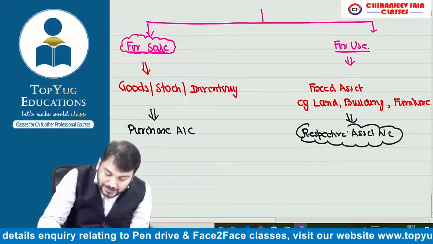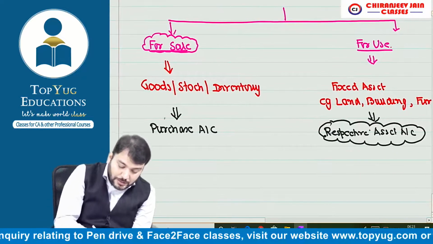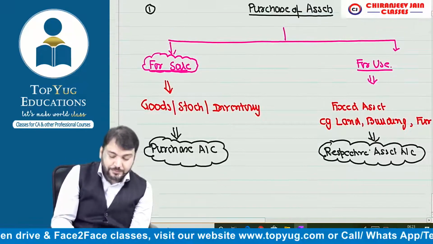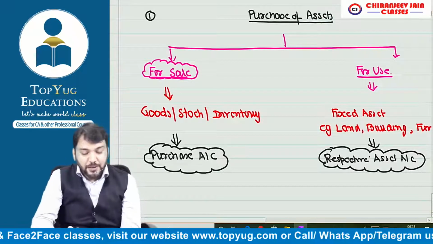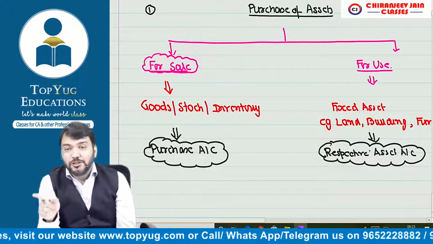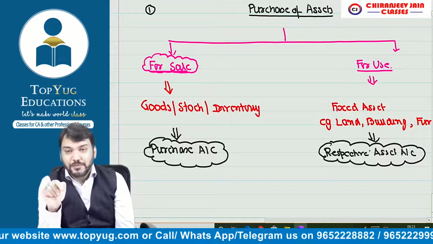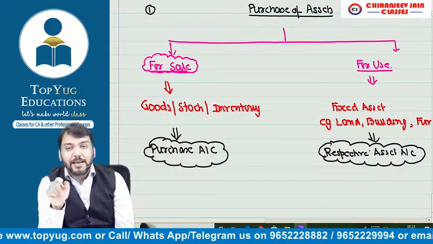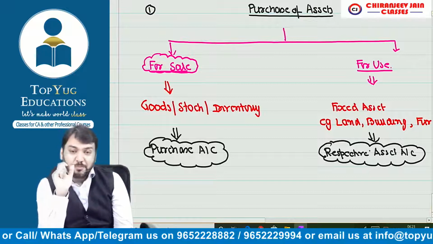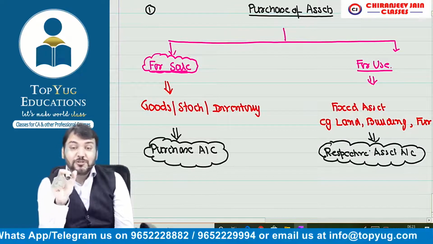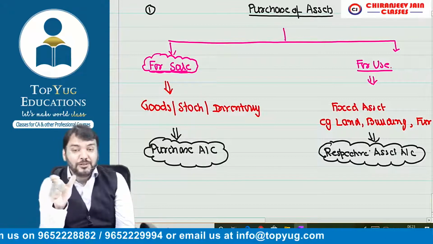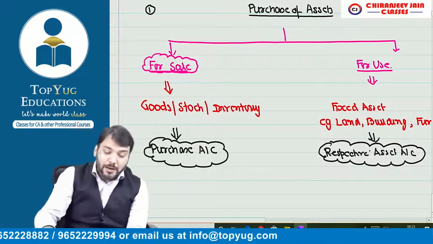So respective asset account. This you understood? Means for purchase of goods, you will not open a goods account. You will not open an inventory account. Now what will you do? Purchase account. So the purchase account denotes purchase of goods. Purchase account represents goods.